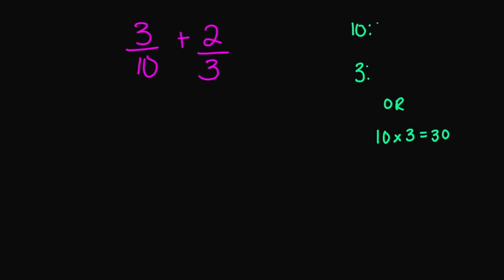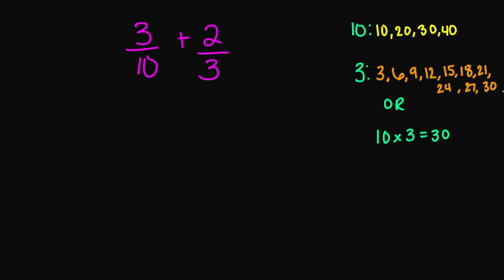Let's look at our multiples of 10. So we have 10, 20, 30, and 40, and we'll stop here for now. And then for my 3, we have 3, 6, 9, 12, 15, 18, 21, 24, 27, and 30. And these are the multiples of 3. 30 is our common multiple, so we know that we need to have 30 in our denominator.